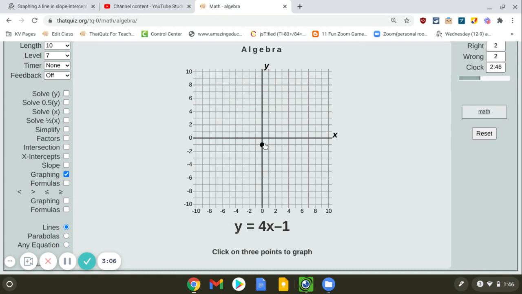So I'm going to go up 4. 1, 2, 3, 4, and then over 1. There we go. Okay, and then I got to do it again. 1, 2, 3, 4, over 1. Draws the line for me.